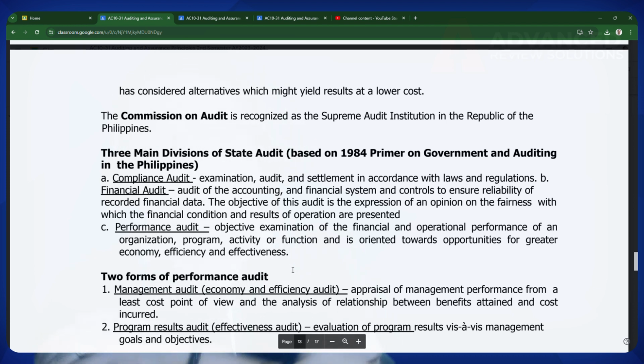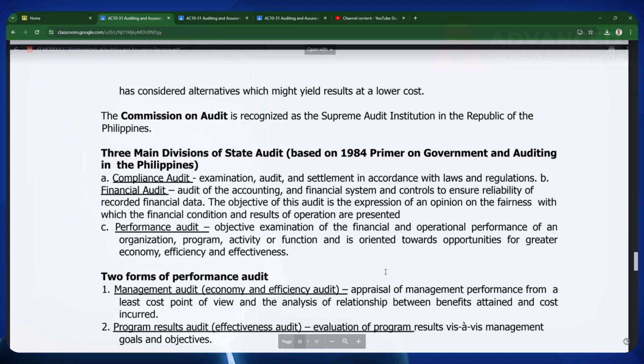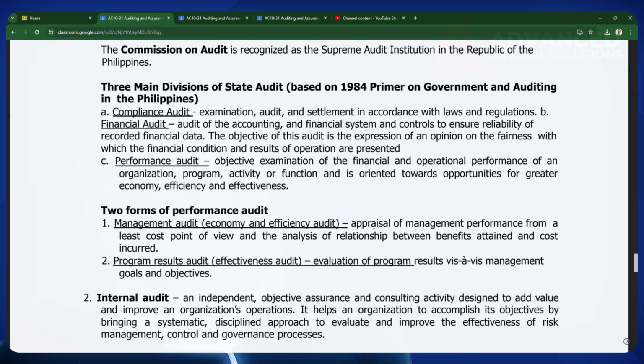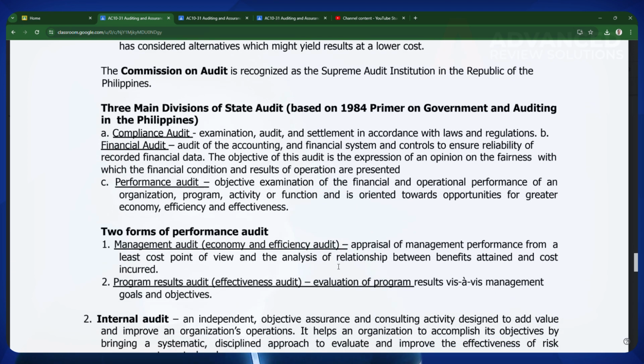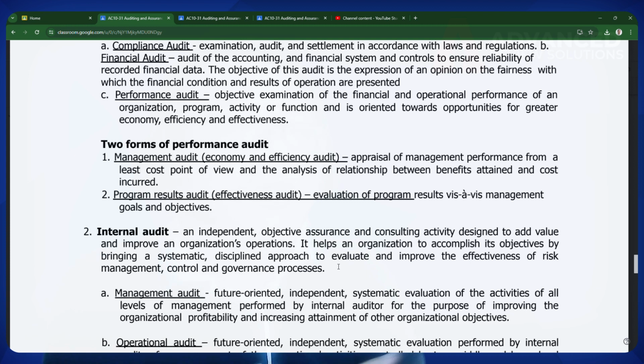Okay? So, there are three main divisions of the state audit, no? Based on 1984, primer on government and auditing. Okay? So, same as kanina, we have discussed about compliance audit, financial audit, and performance audit. So, ito yung mga ginagawa nila, no? Examination, audit, settlement, in accordance with laws, no? We have accounting and financial system and control. We have objective information of the financial and operational performance. Okay? So, there are two forms of performance audit, management audit, of course, the efficiency and the economy and the program. Very important also, class, no?